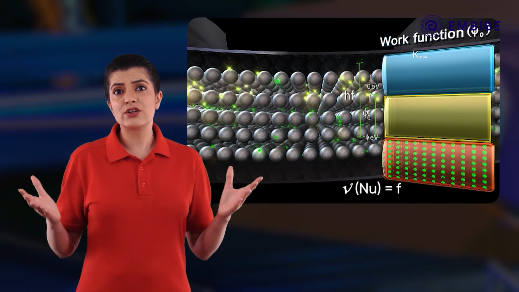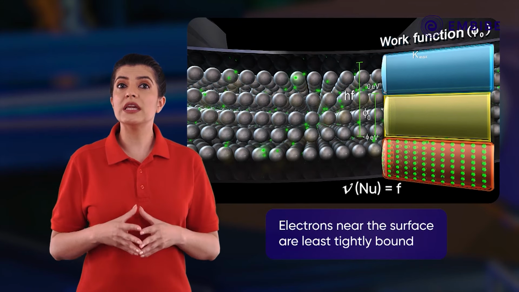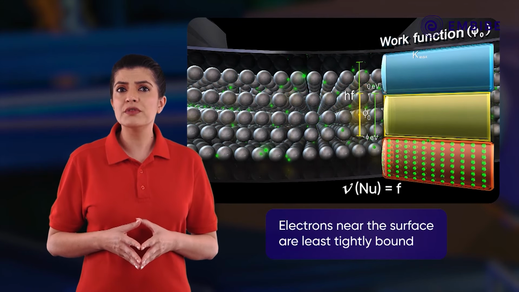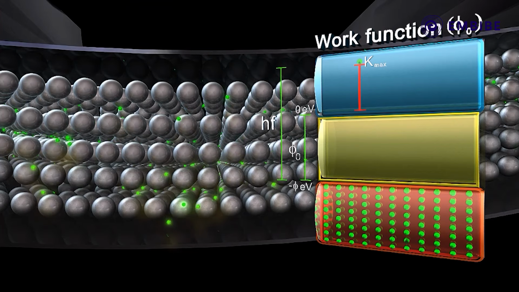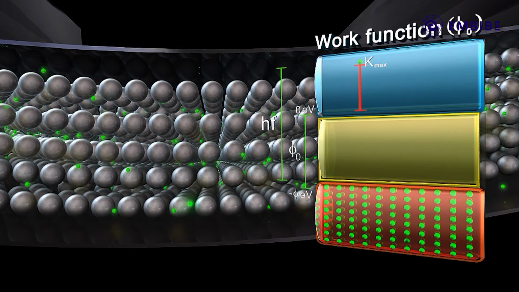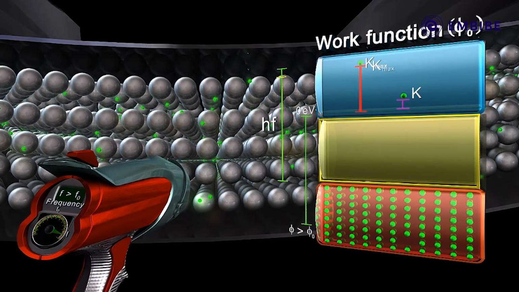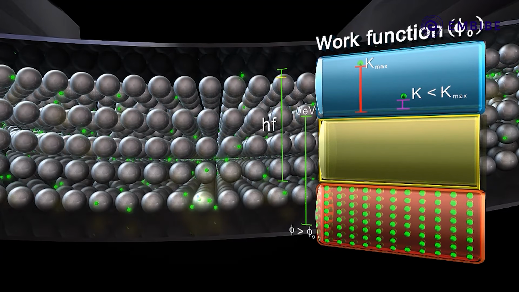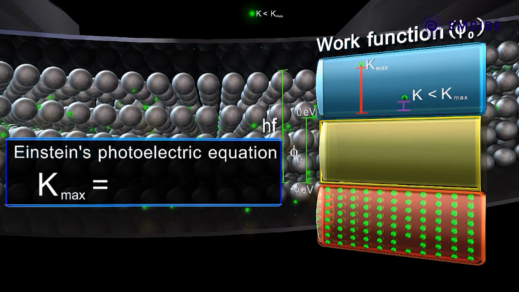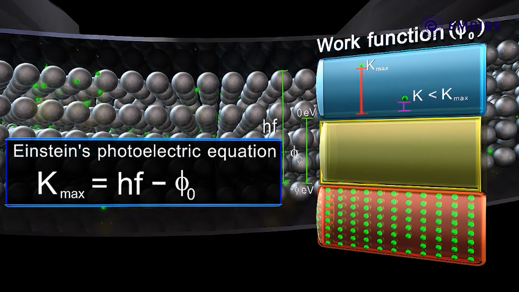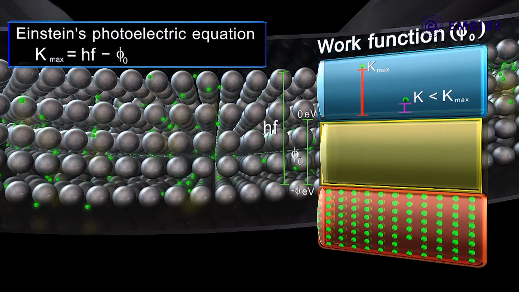Further, of all the electrons within the metal, the least tightly held electrons require minimum energy equal to the work function phi 0 of the metal and are ejected with maximum kinetic energy K max, while the tightly bound electrons require energy greater than phi 0 to overcome the surface barrier. Hence, tightly bound electrons are ejected with kinetic energy less than K max. The equation for maximum kinetic energy is given by K max equals h nu minus phi 0. This equation is known as Einstein's photoelectric equation.